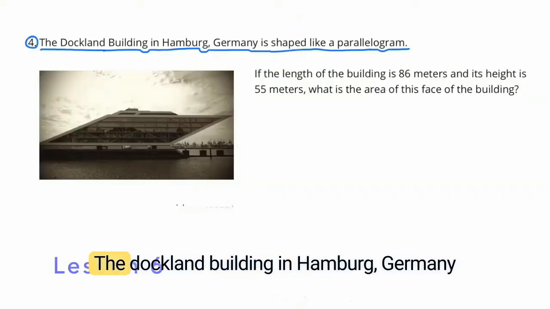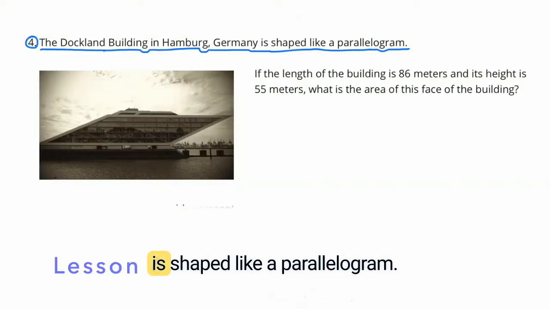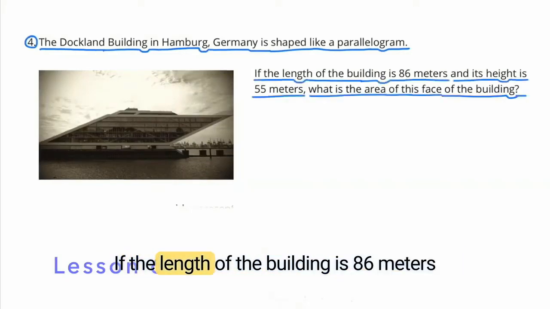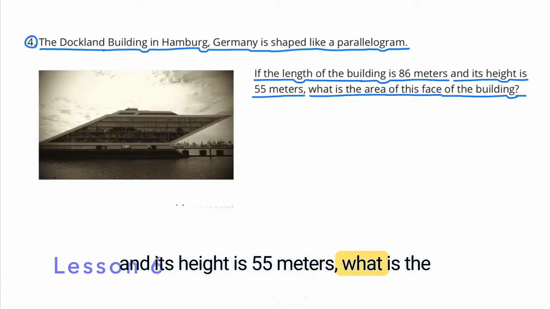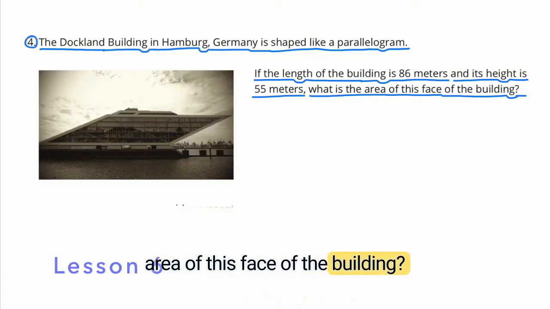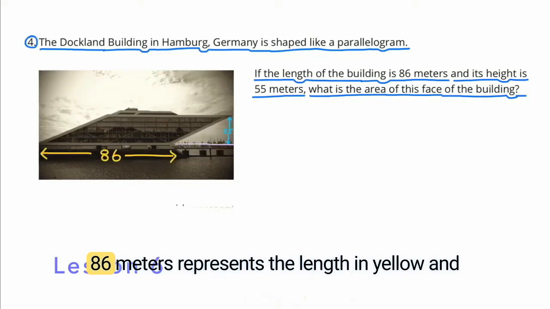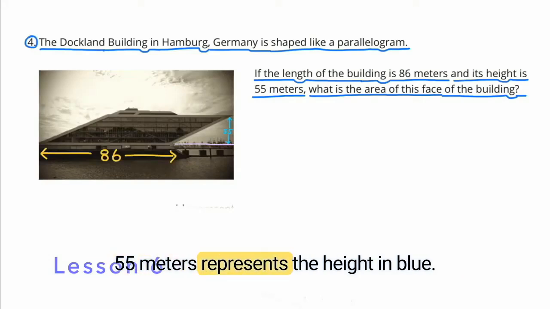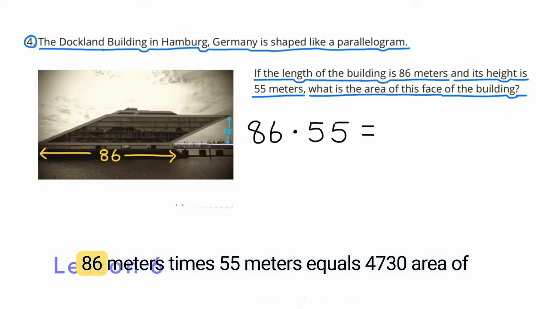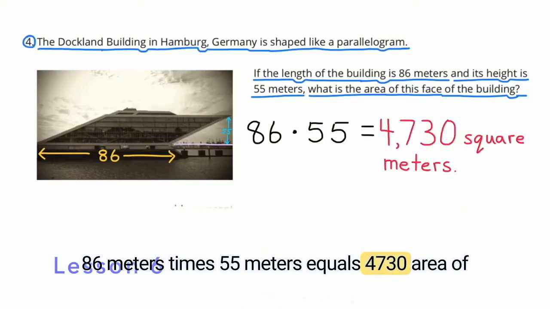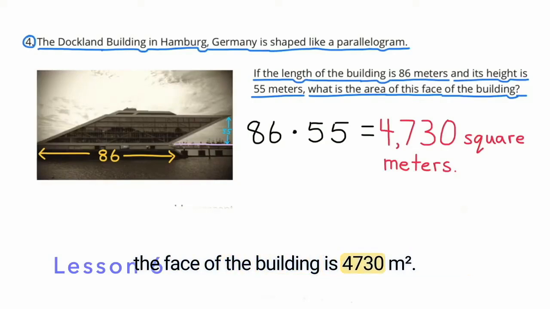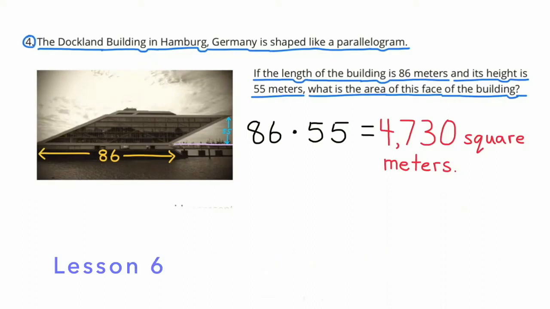Number 4. The Dockland building in Hamburg, Germany is shaped like a parallelogram. If the length of the building is 86 meters and its height is 55 meters, what is the area of this face of the building? 86 meters represents the length in yellow, and 55 meters represents the height in blue. 86 meters times 55 meters equals 4,730 square meters. The area of the face of the building is 4,730 square meters.